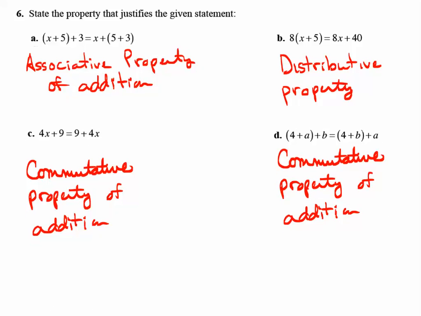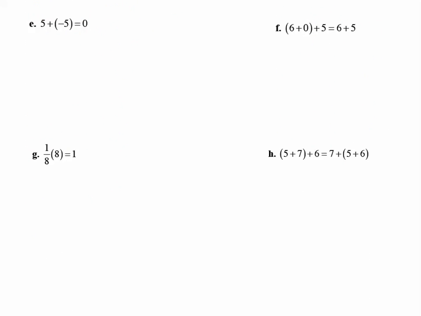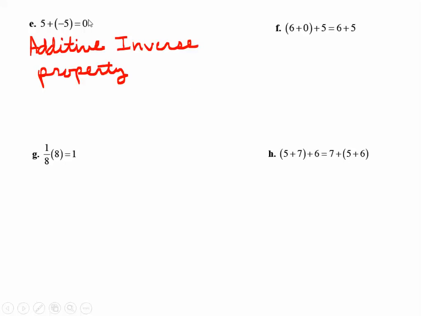Okay, 4 more just to try. Again, just to make sure we are familiar with these properties and can name them when we see them. So 5 plus a negative 5 equals 0. So when adding its inverse, or I'm sorry, adding its opposites, you get 0. What property is that? That is called the additive inverse property. Adding its inverse or adding its opposite.